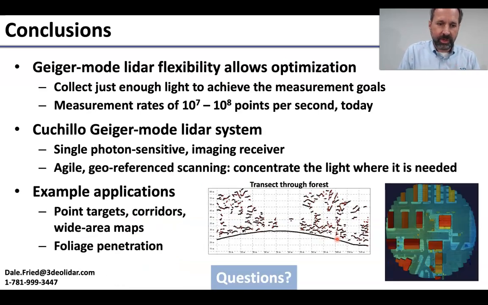We're putting the light just where we want it. And then I showed you some example collections, both a transect through forest as well as high density imagery at an airport with high levels of detail.